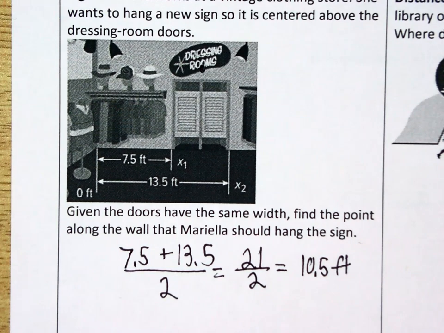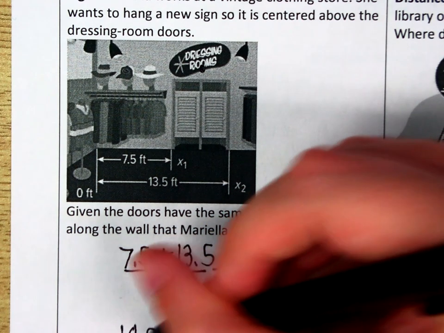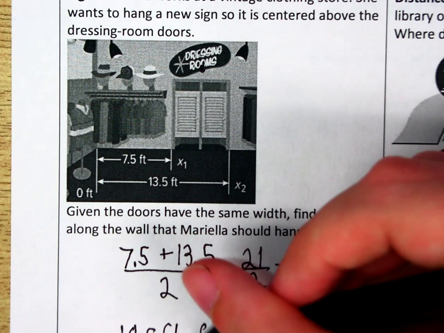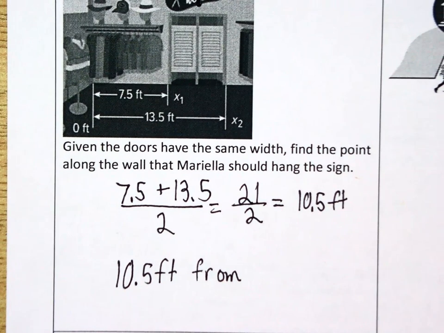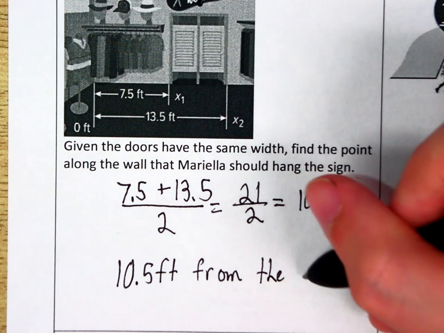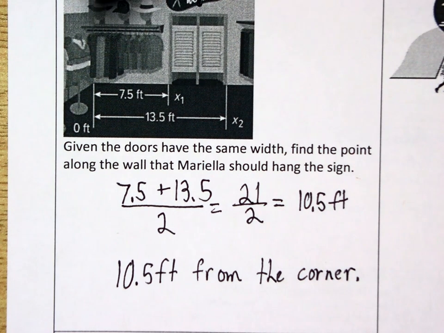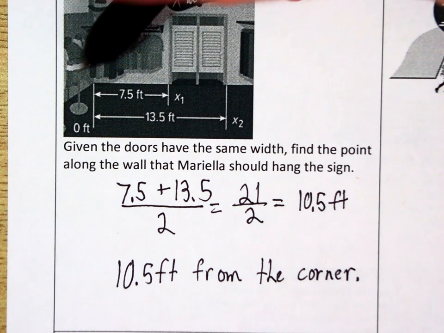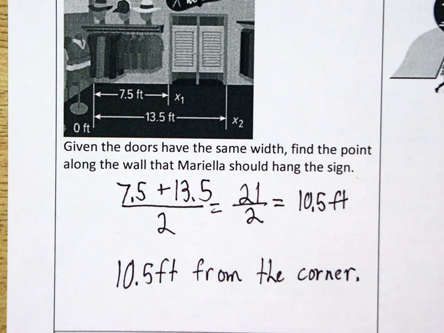So Mariel is going to put a nail in the wall to hang the sign. It looks like 10.5 feet from... She's going to hang the sign 10.5 feet from the corner. If this is the corner of the room here, and it looks like it's the corner of the room, she's going to hang it 10.5 feet away from that corner. That should be where the center of the dressing room doors are.